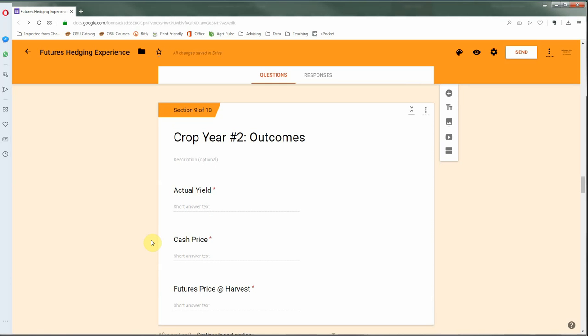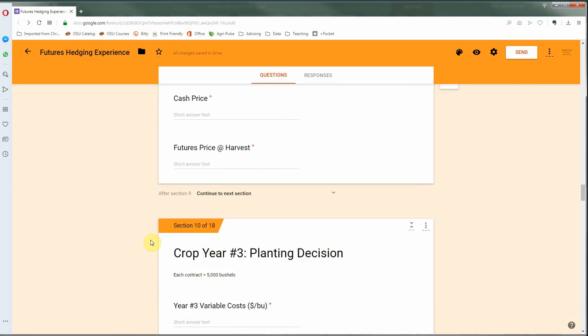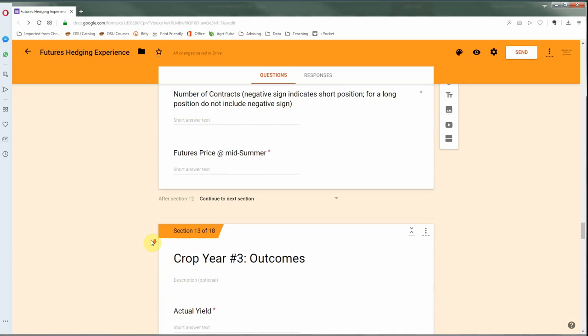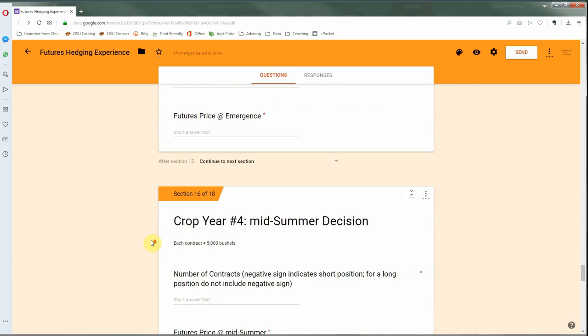But all of this is done through this online form, and also they should be jotting it down on that hard copy just to have that available as well. So wash, rinse, and repeat. We go through the next year, they provide their decisions, and then we go through the 4th year, they provide their decisions.